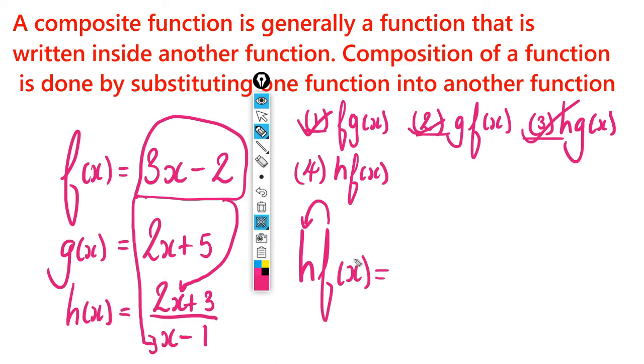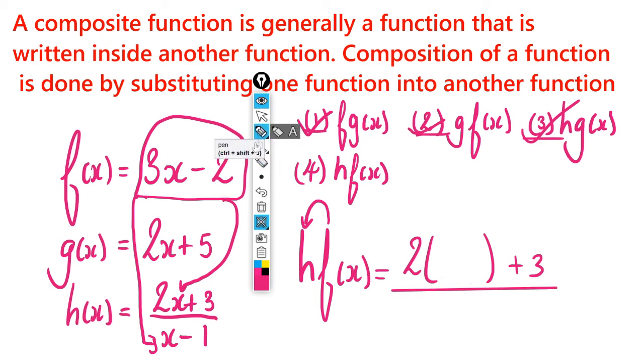So we're going to actually end up with 2, and let's put a bracket here for the 3x minus 2. Then we're going to say plus 3, and then we're going to put a division sign here, and we're going to put 2 brackets here, and then we're going to say minus 1. Cool? But in this case, it's 3x minus 2 that we need to put in there, 3x minus 2, and 3x minus 2 here as well. Cool? And then, of course, we just need to multiply out the bracket now.